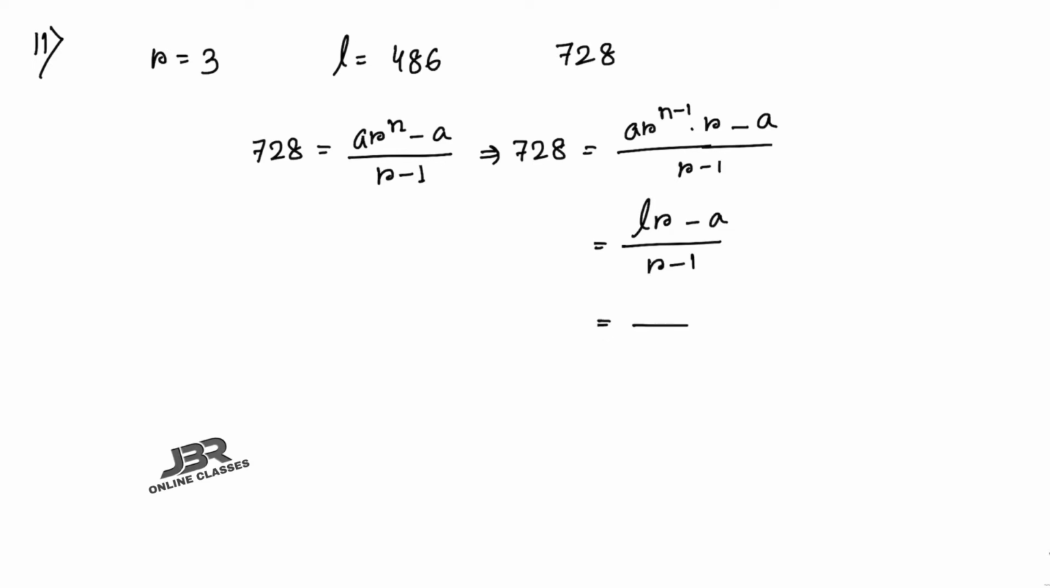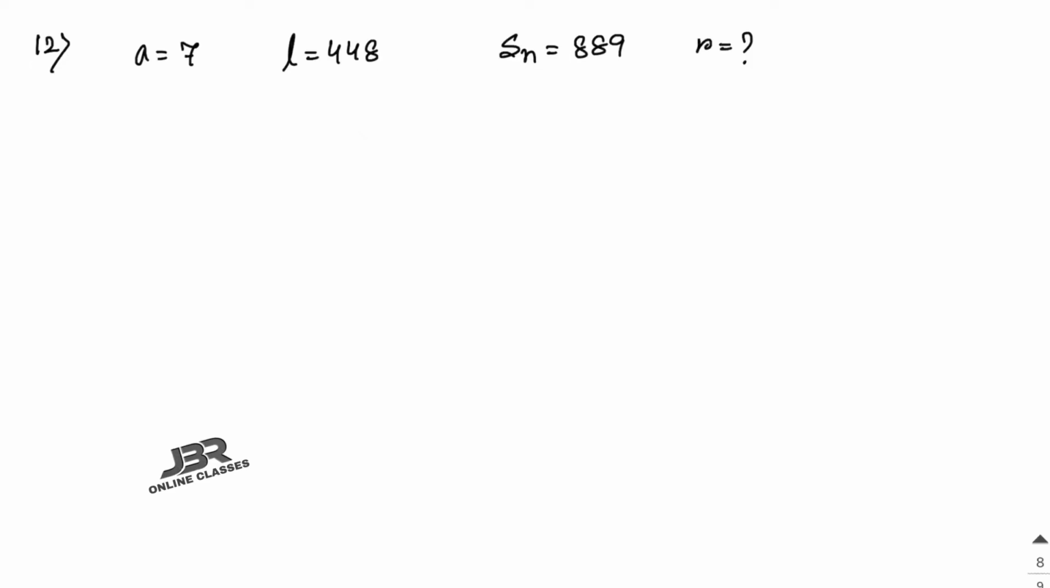So that one equal to, you can write down L equal to 486 into r equal to 3, then minus a divided by r minus 1, that means 3 minus 1, as r equal to 3, so that one equal to 728. So from this equation you can easily find out the value of a. So a equal to 2. So the first term of the GP equal to 2. Now next, sum number 12.